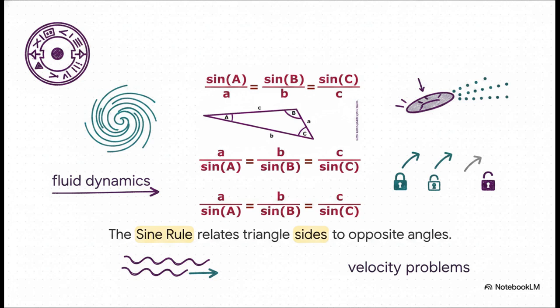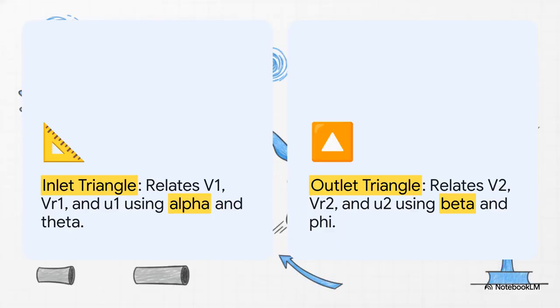It simply states that for any triangle, the ratio of a side's length to the sine of its opposite angle is constant. Since our velocity diagrams are literally just triangles, this brilliant rule lets us unlock missing vector lengths if we know the angles, and vice versa. In practice, you're constantly going to be using this rule to cross-reference the known lengths and angles on the inlet side of the blade to figure out the missing variables on the outlet side.